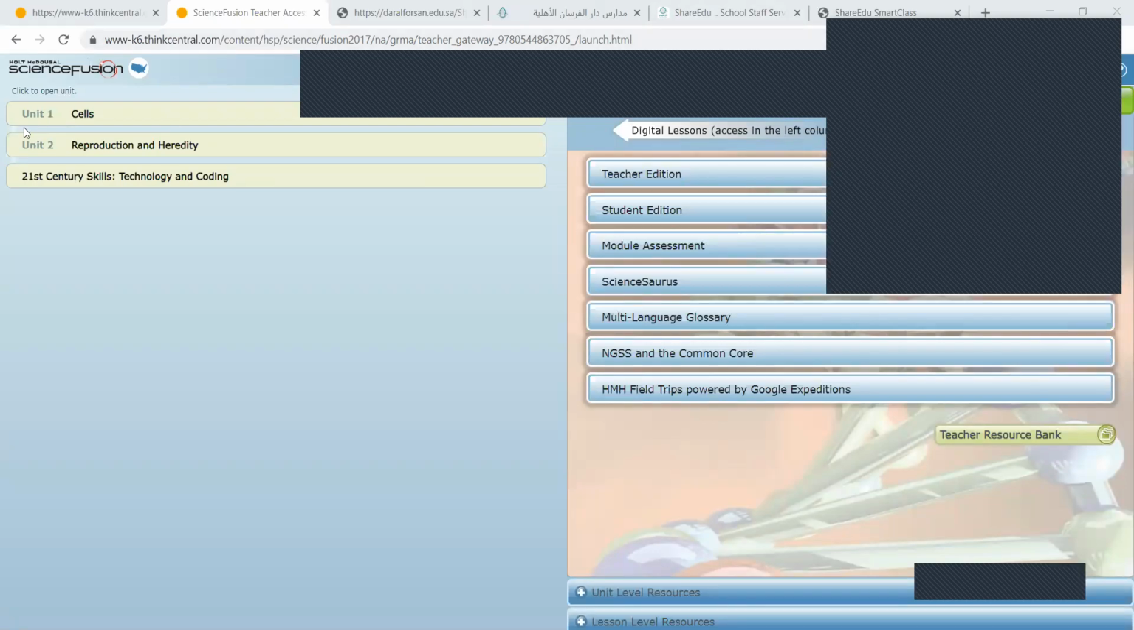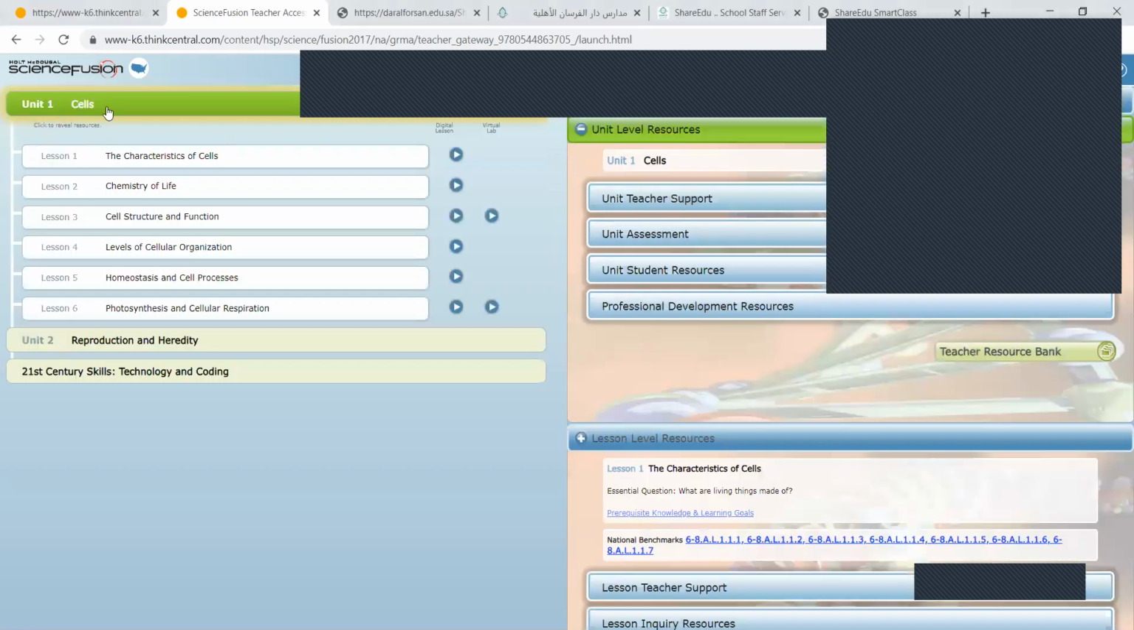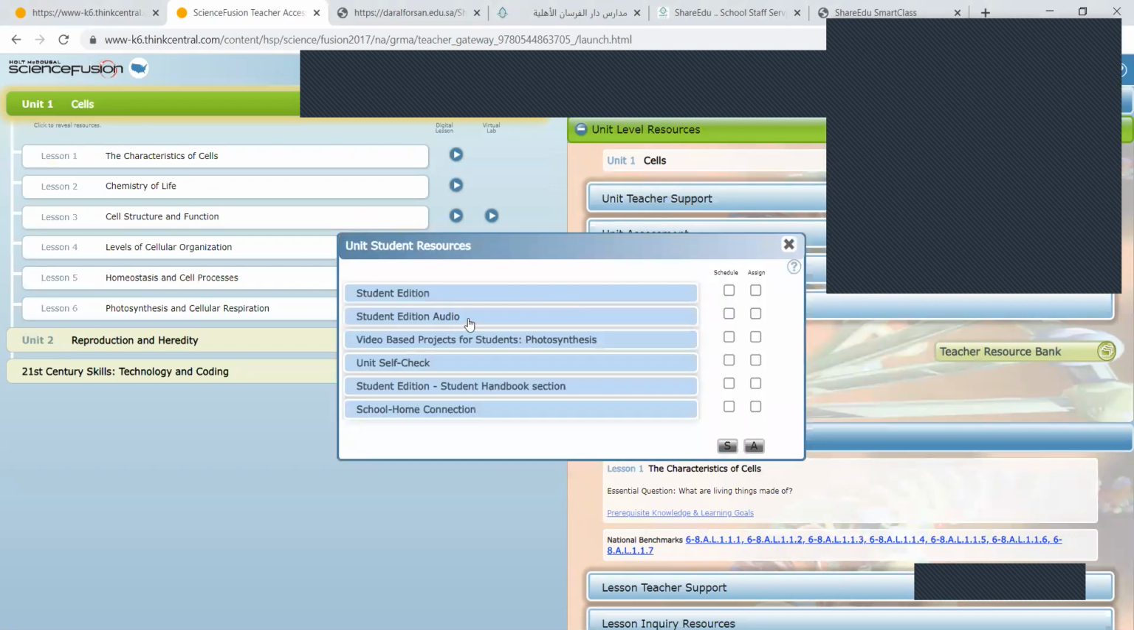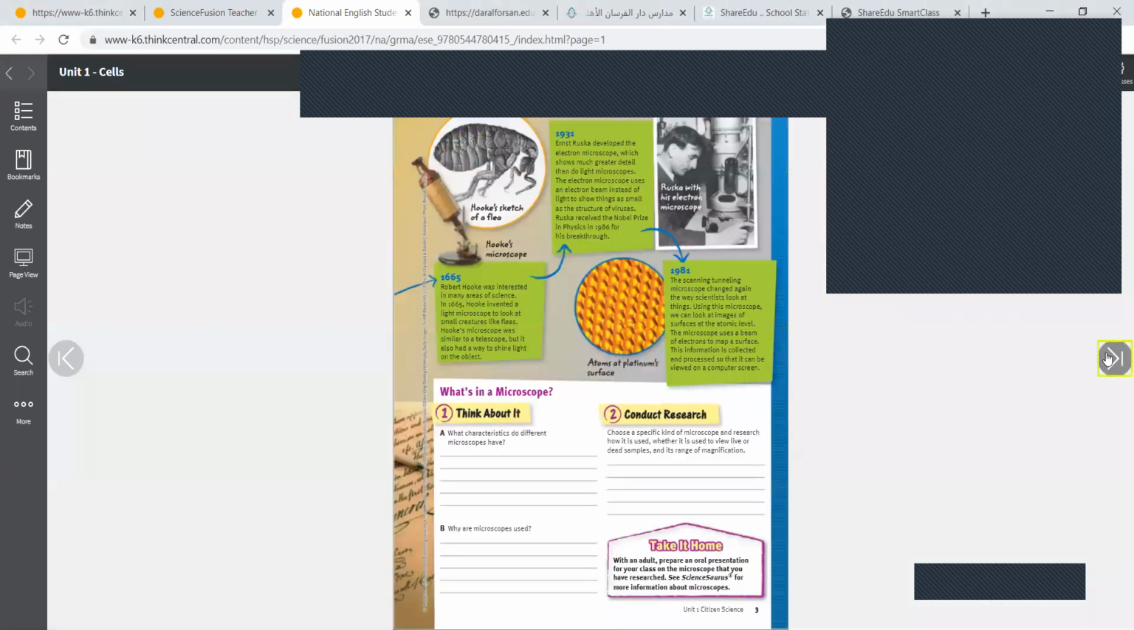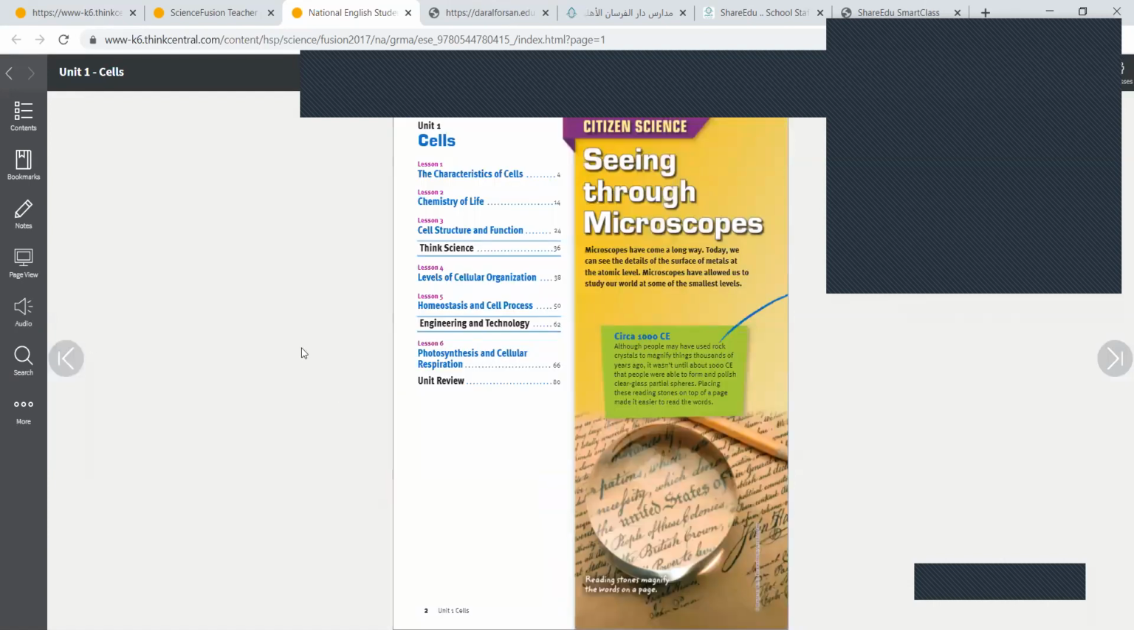Here we will start with the first unit, that is cells, and the first lesson, the characteristic of cells. When I come to characteristic of cell, let me open your book and show you first. Okay, so this is the first page. Inshallah, when you are back, I will be showing you the microscope and how you can see.